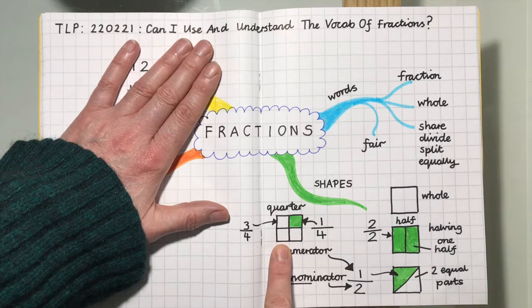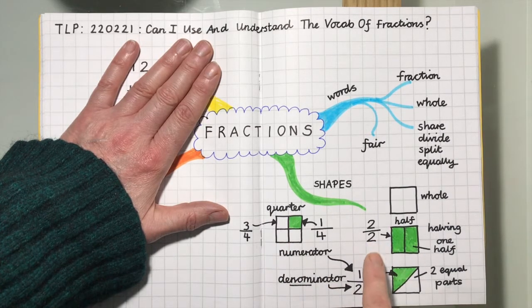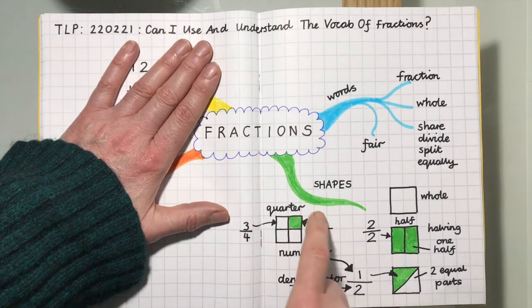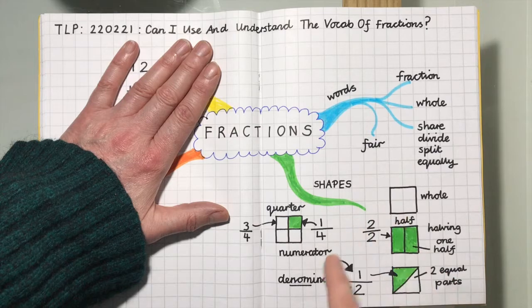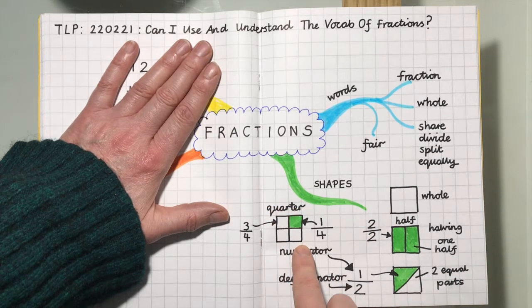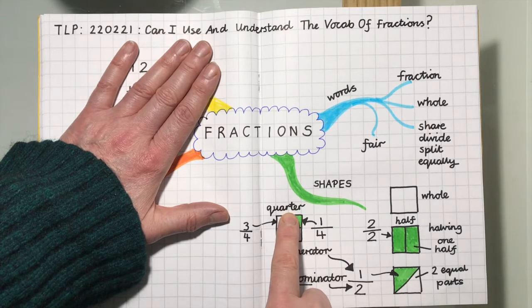So halves are something you should be familiar with. So if the denominator is 2, we're talking about halves. For this square here, the whole is still this same block that I showed you before, but this time I've split, shared and divided my whole square into 4 equal parts. And they are called quarters.